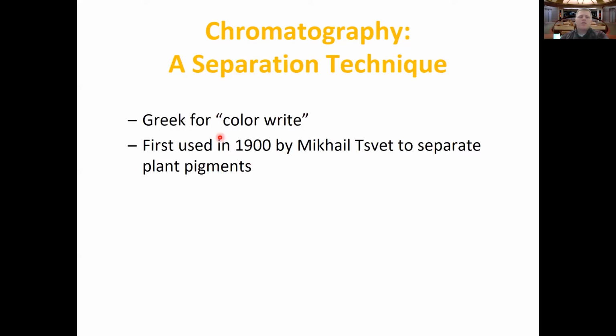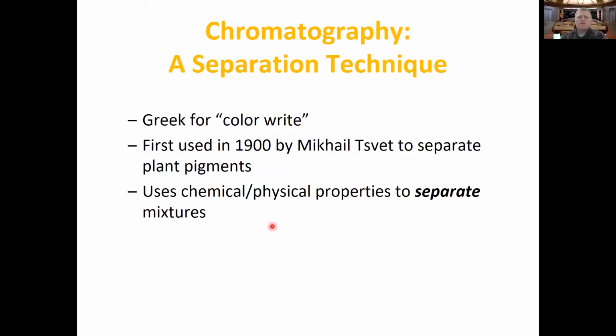Right, but chromatography is Greek for color, right? The reason it's called that is because it was first used in the year 1900 by Mikhail Svet to separate plant pigments. And whenever I see a number like this, 1900, I feel suspicious. Why is it such a perfectly rounded number? But it was in 1900 when Mikhail Svet used it to separate plant pigments.